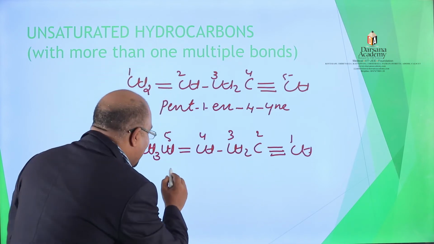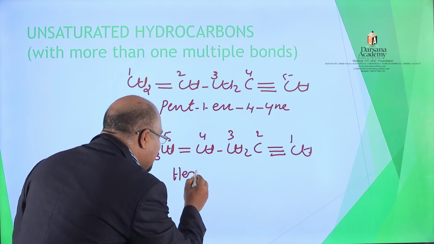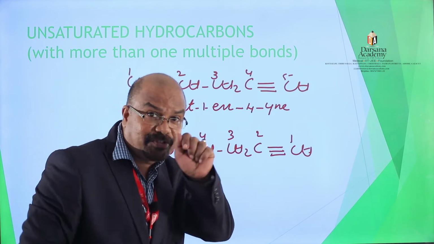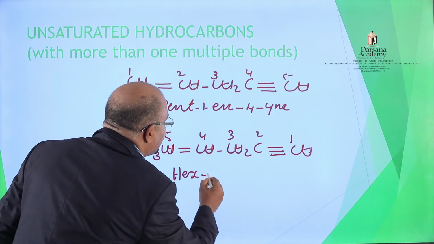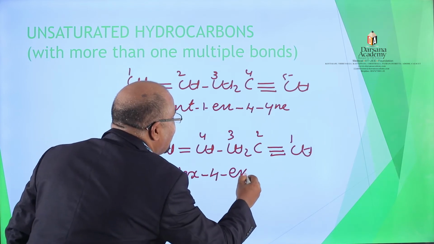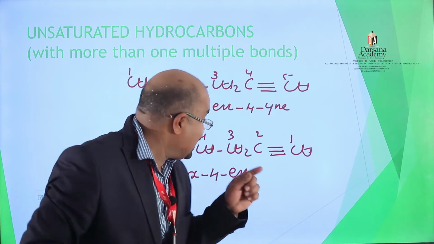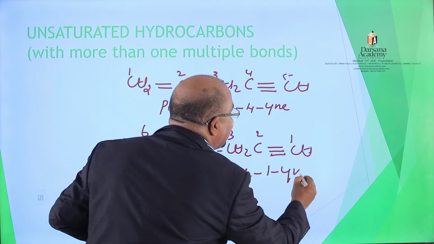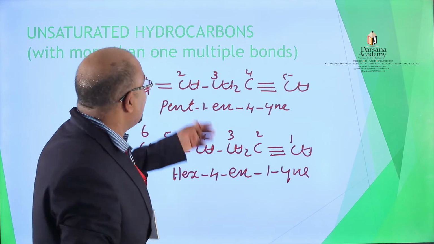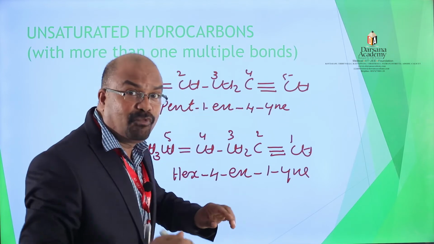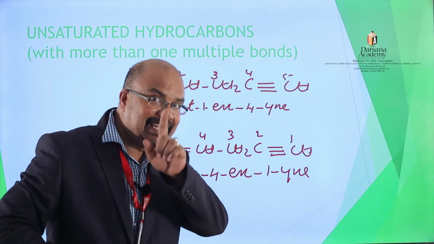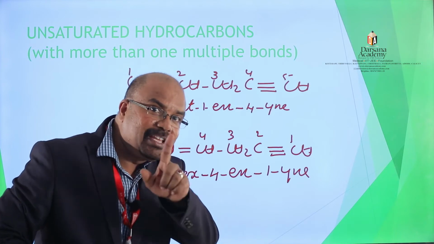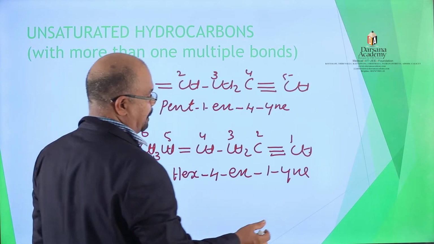In the second case, when we start numbering from the other end, the root word is hex, so we use hex as the root word. The position of the double bond is the fourth position, 4. Here also we drop the letter E for en, then 1-yne. This is the naming of a compound with more than one multiple bond. Always the name ends with YNE. Please remember. Okay, clear. The next.